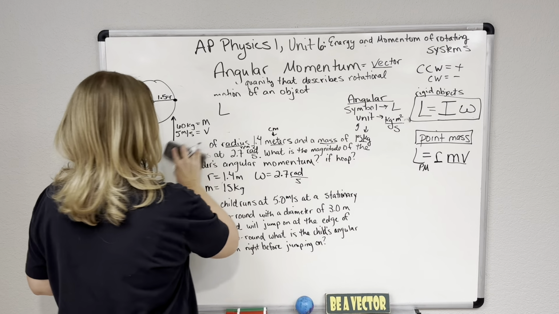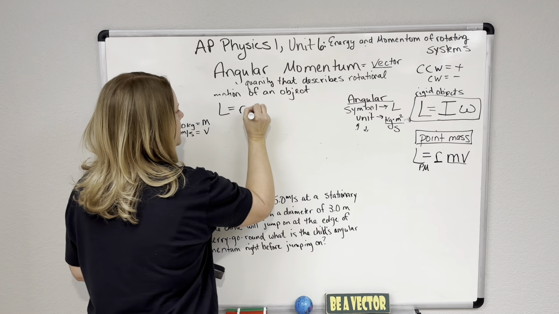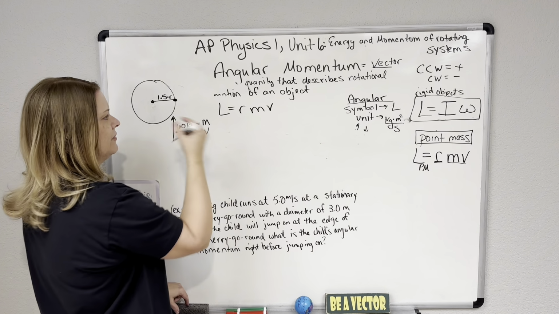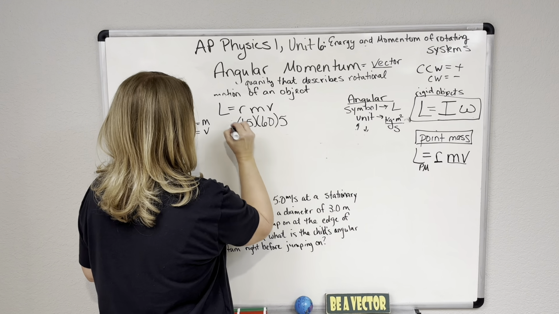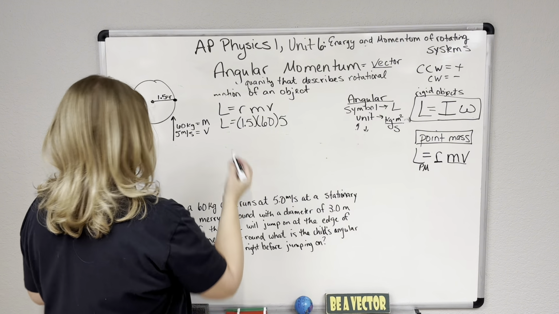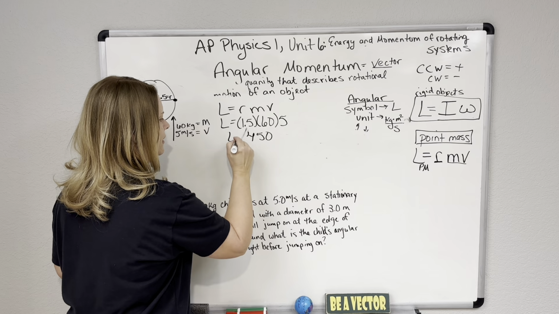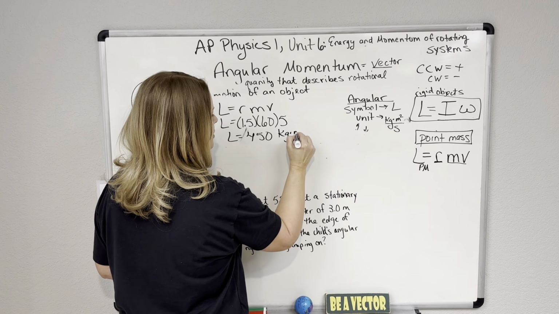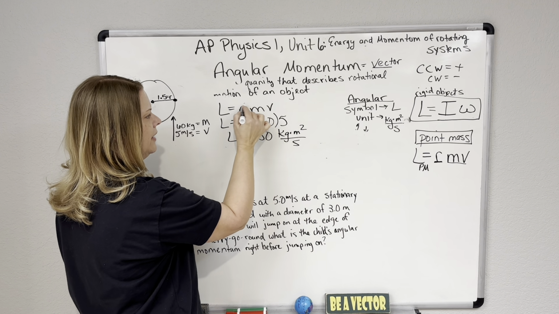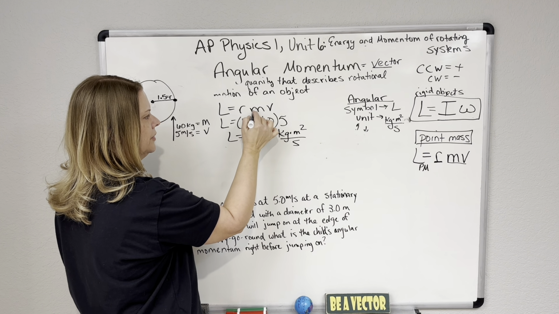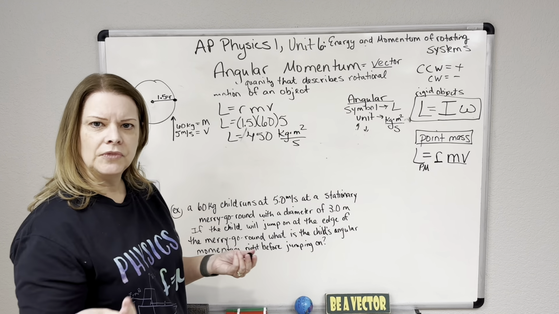And I'm actually going to erase all this because this is the other problem, so we can get that out of our way. We have R times m times v. We've already identified everything. It's plug and chug. 1.5, the mass is 60, and the velocity is 5. And that's going to become 450, L equals 450 kilograms times meter squared over second. Yes, it's the same thing. This is a meter, this is velocity, meter per second. And then you have a mass of a kilogram and another meter. So that's kilogram times meter squared over a second. It's the same.